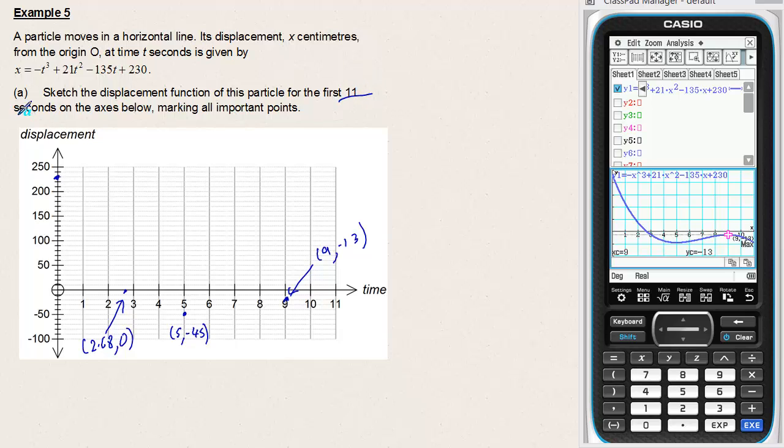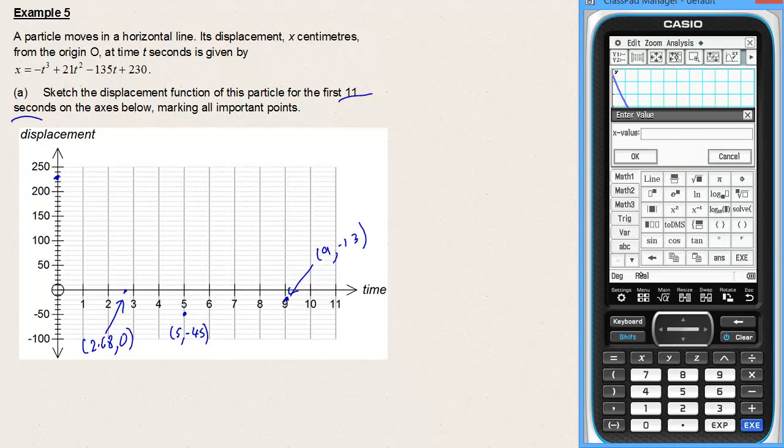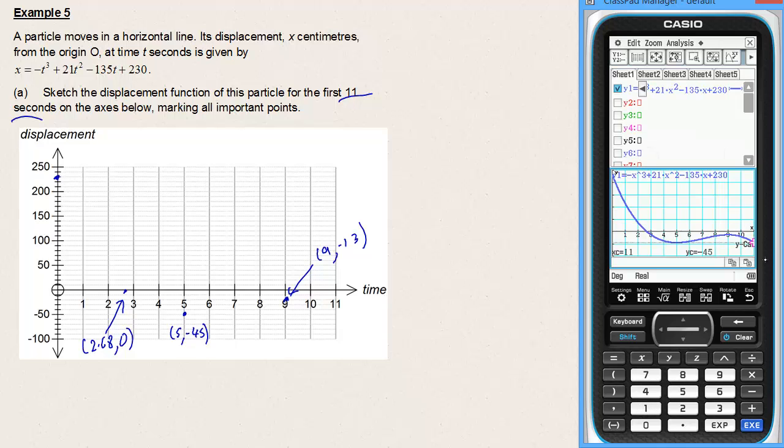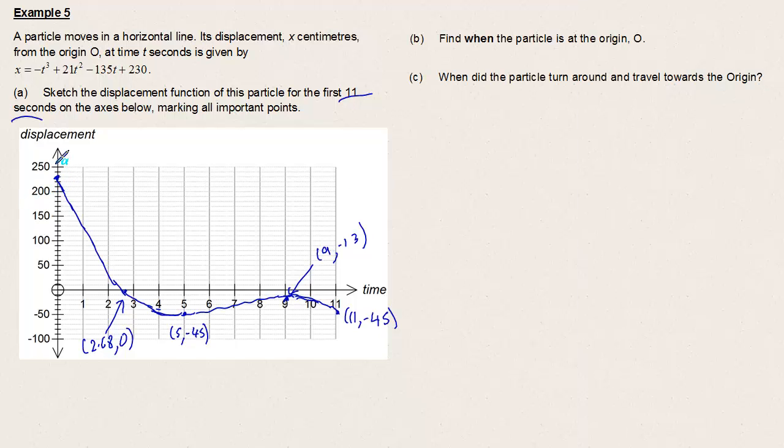Finally, since I'm plotting in a range, I'd get the end point. So go back to G-Solve, and I want a y-calc when x is 11. And that gives me (11, -45). So pop that on there. And then we want to try and get a sketch of the function. I've produced a rough sketch of the curve now.